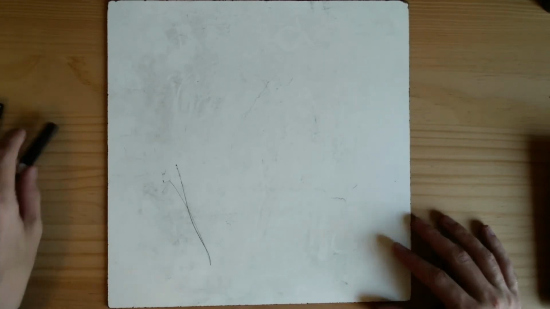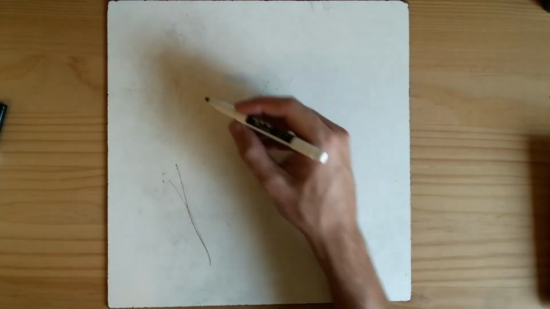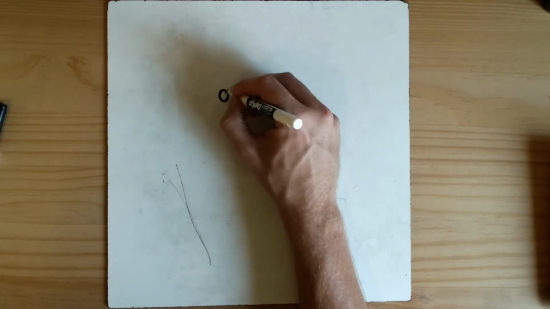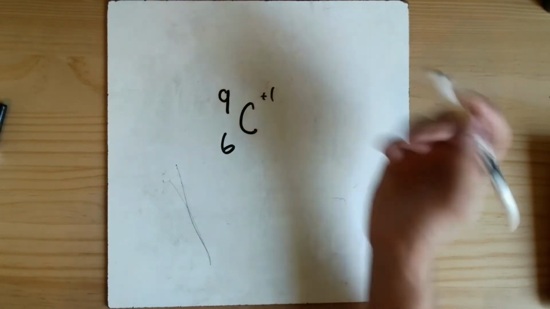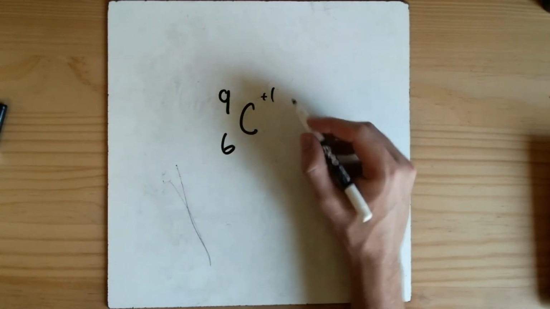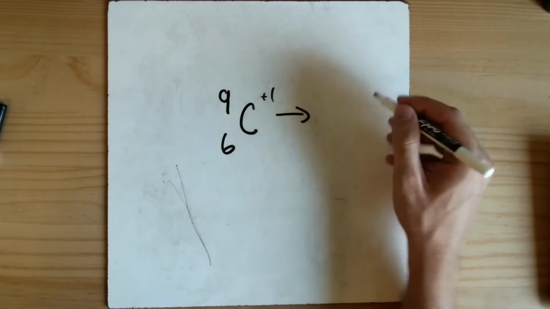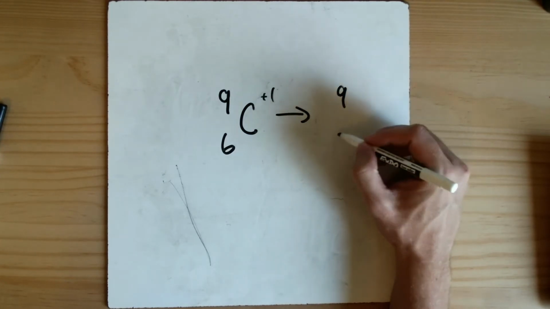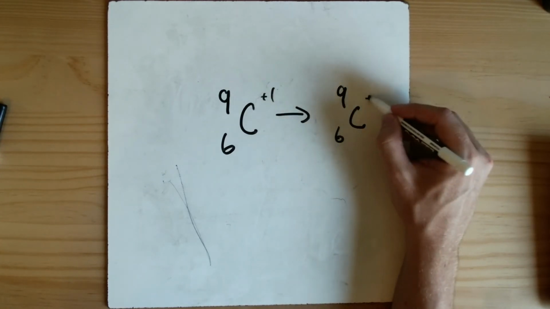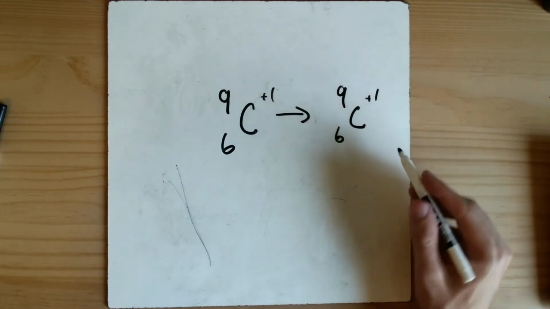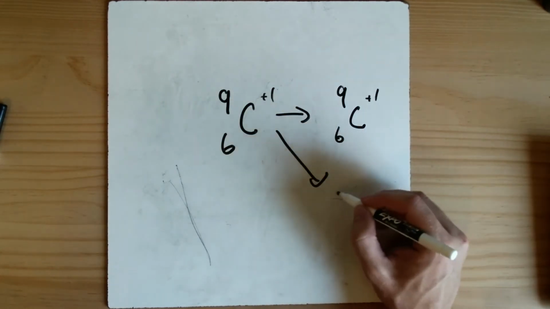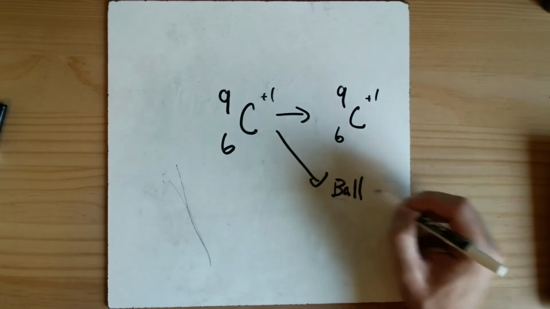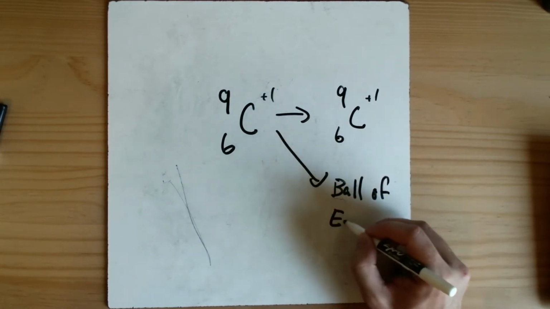So, in gamma radiation, what happens is that I have an element, so let's use the same element as I had in my last example, carbon 6 plus 1, and all it does is it turns into carbon 6 plus 1. Nothing changed. The only thing that really changes is that I get a packet of energy that leaves the atom.